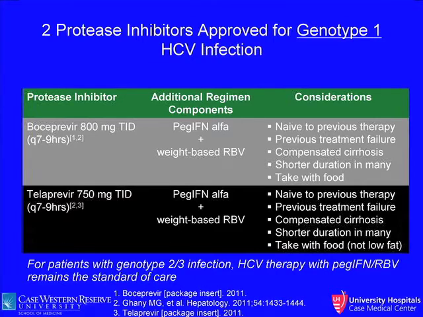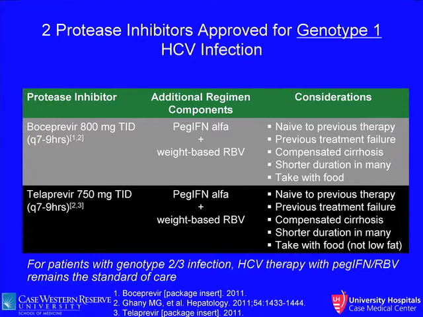With one drug, you have to take it with just food. With the other, you have to take it with food that is not low in fat, but that's sort of a small difference. And last but not least, they're only approved for genotype 1 patients. So patients who have hepatitis C genotype 2, 3, 4, 5, 6 cannot take these medications. They're not FDA approved for them.